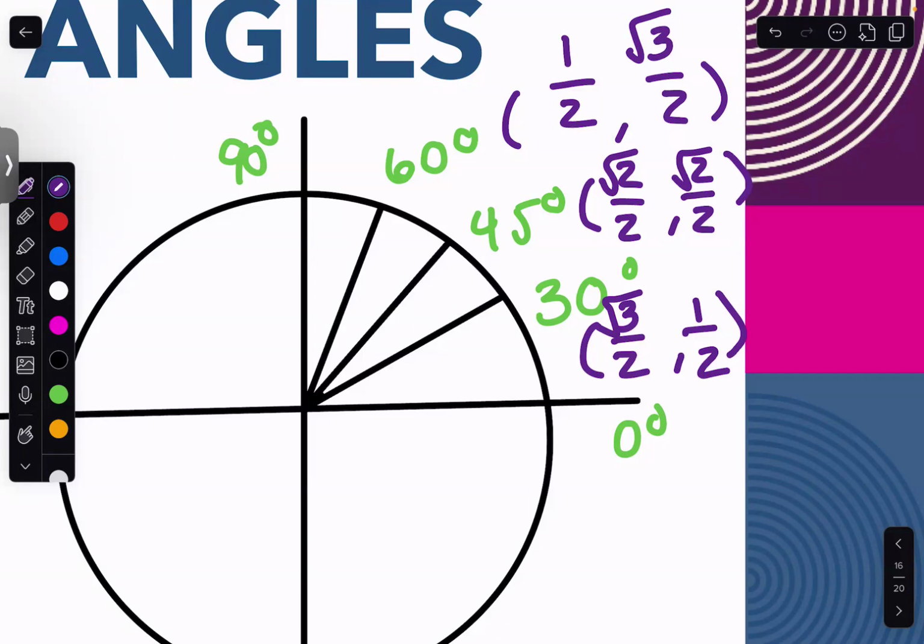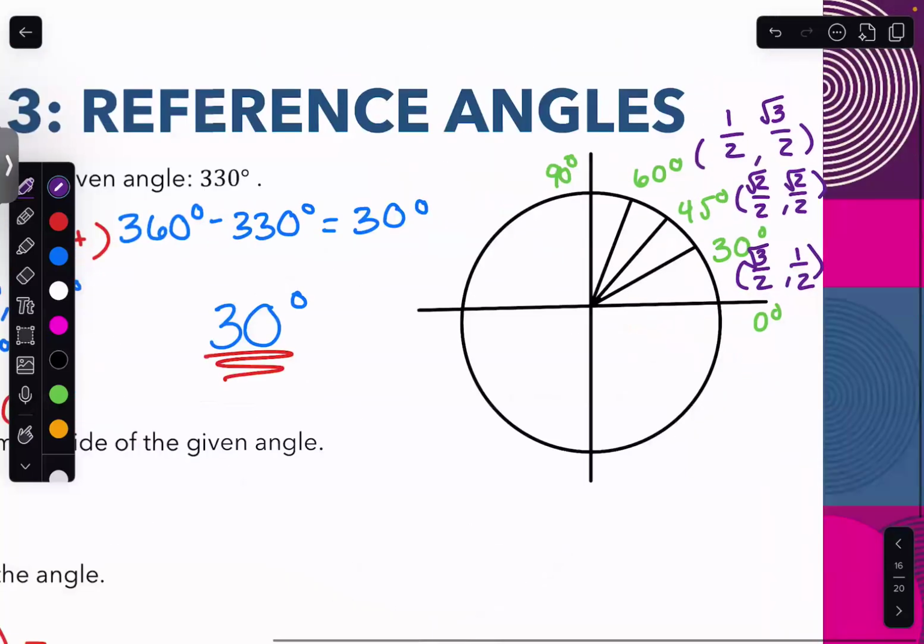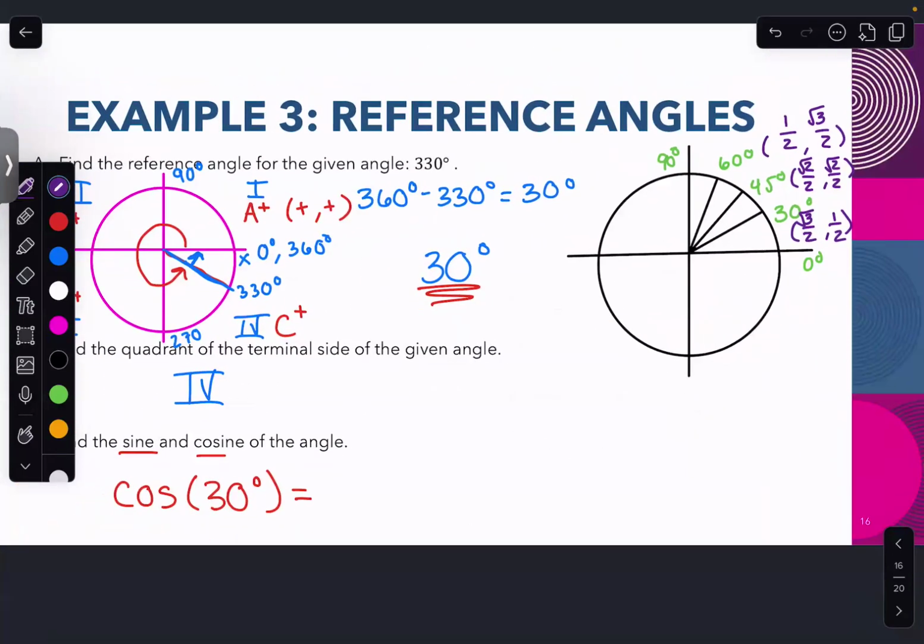And so if you know these, then when we have a reference angle that's referencing one of them, it's really quick and easy to find. So now all I have to do is go to 30 degrees and note which one is sine and which one is cosine. So we know that the first coordinate refers to cosine. So that's going to be square root of 3 over 2.